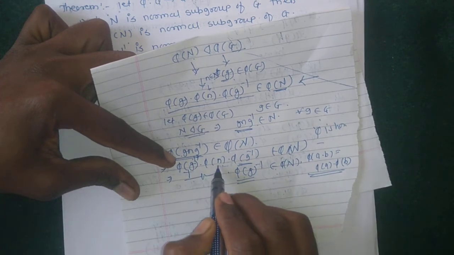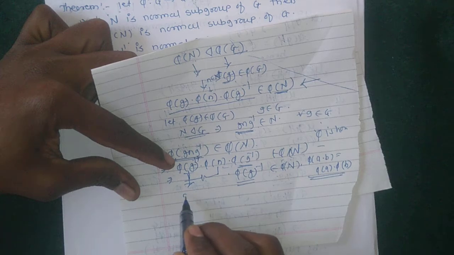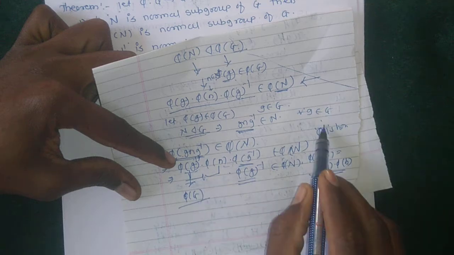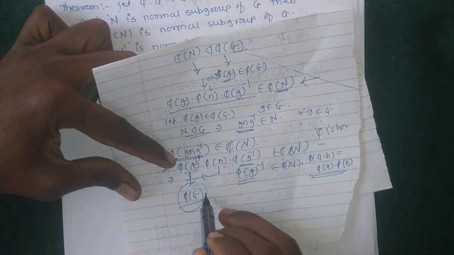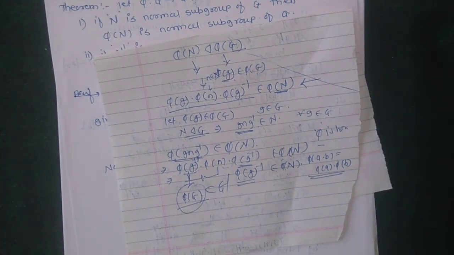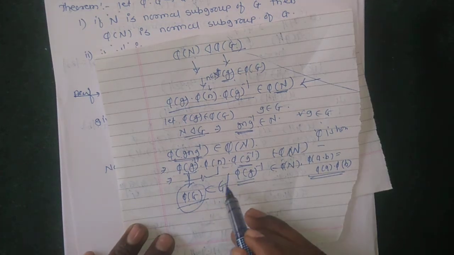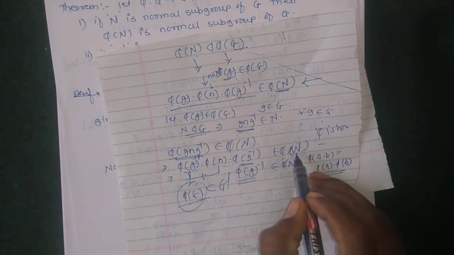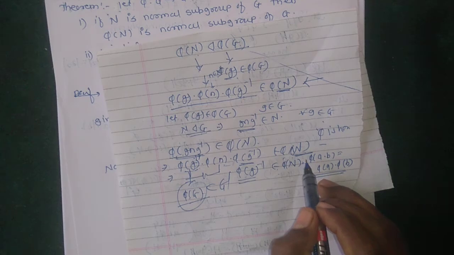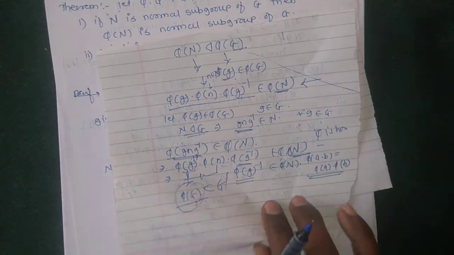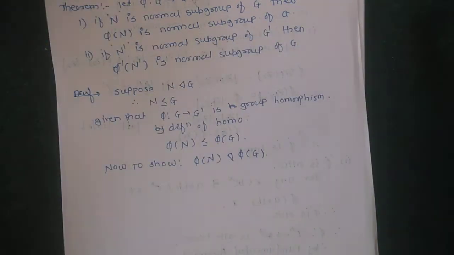But φ(g)·φ(n)·φ(g)^-1 is an element of φ(G), because g is an element of G, and then its image also belongs to φ(G), and φ(G) is a subset of G', meaning the image set is a subset of the codomain. The codomain here is G'. So φ(g)·φ(n)·φ(g)^-1 belongs to φ(N), and therefore φ(N) is a normal subgroup of φ(G). So this is the proof of this theorem.